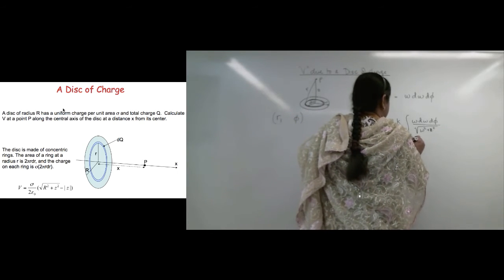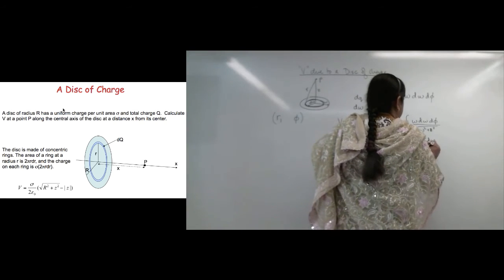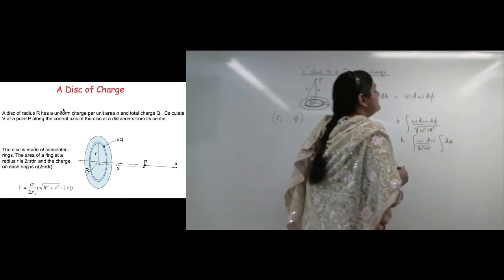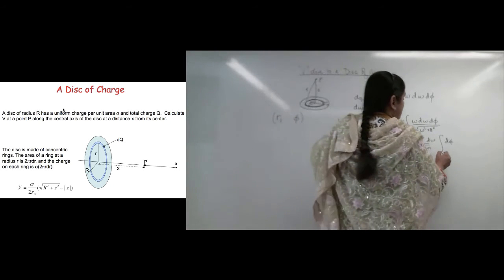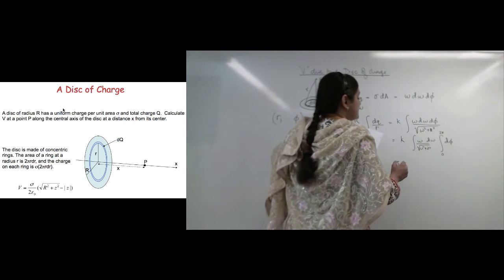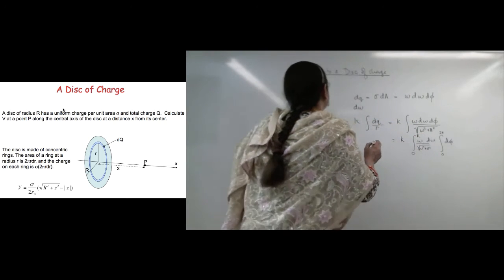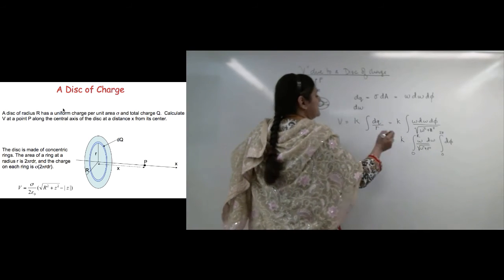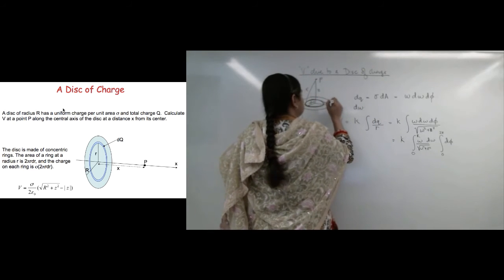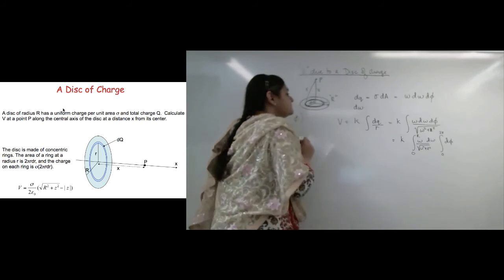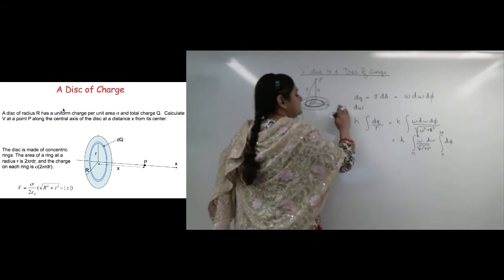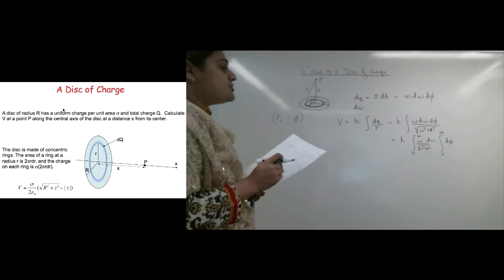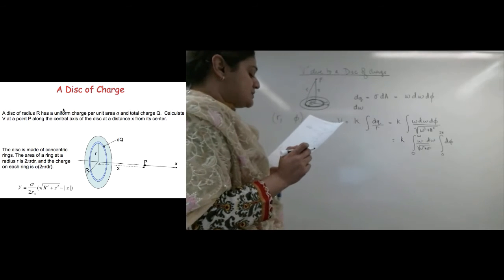What you're going to end up with is omega d omega divided by omega squared plus z squared, and d phi. So this will go from 0 to 2 pi, limits of integration. This will go from 0 to the radius, which I'm going to call omega. Okay? You can solve it. You can use U substitution in order to do it and solve it.